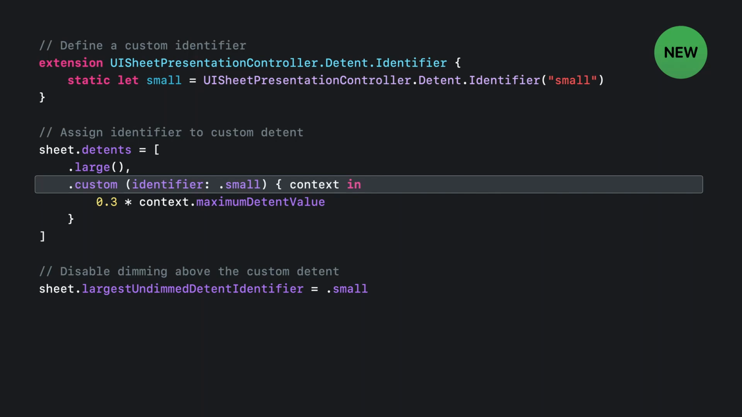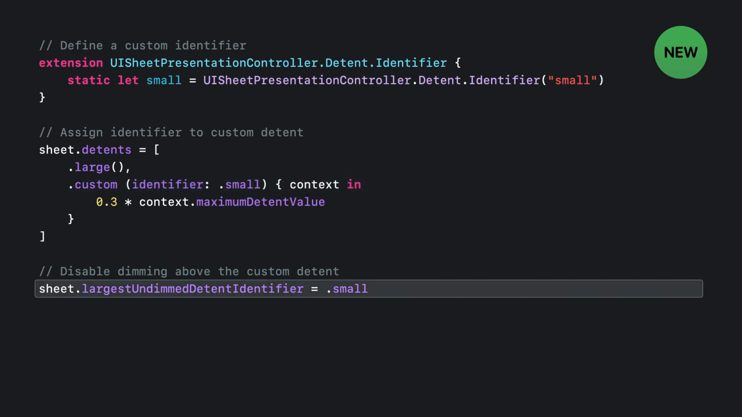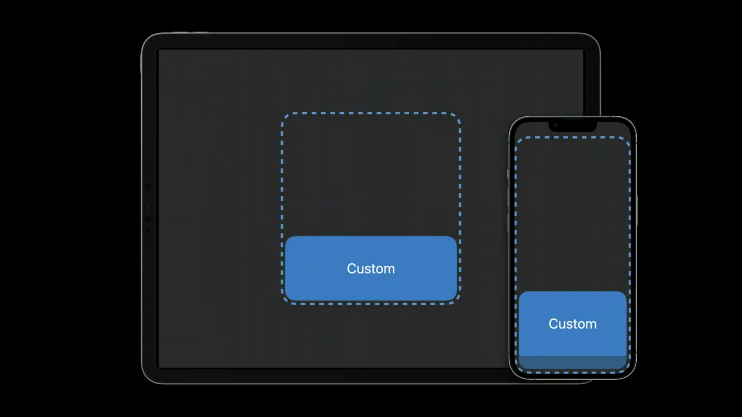And you can also give the custom detent an identifier if you need to refer to it from other APIs, for example, to disable dimming above your custom detent. Note that the value returned from the custom block shouldn't account for the bottom safe area inset. This is so the same calculation works for both floating and edge-attached sheets.